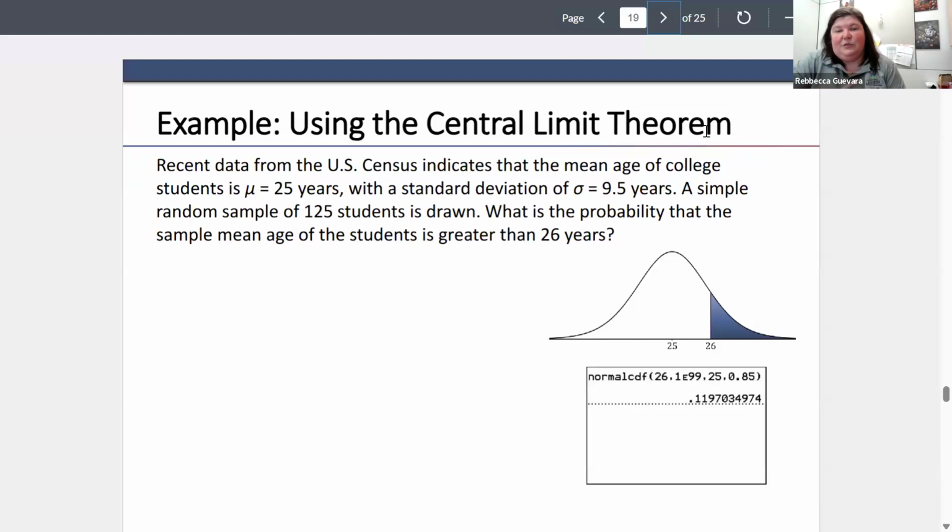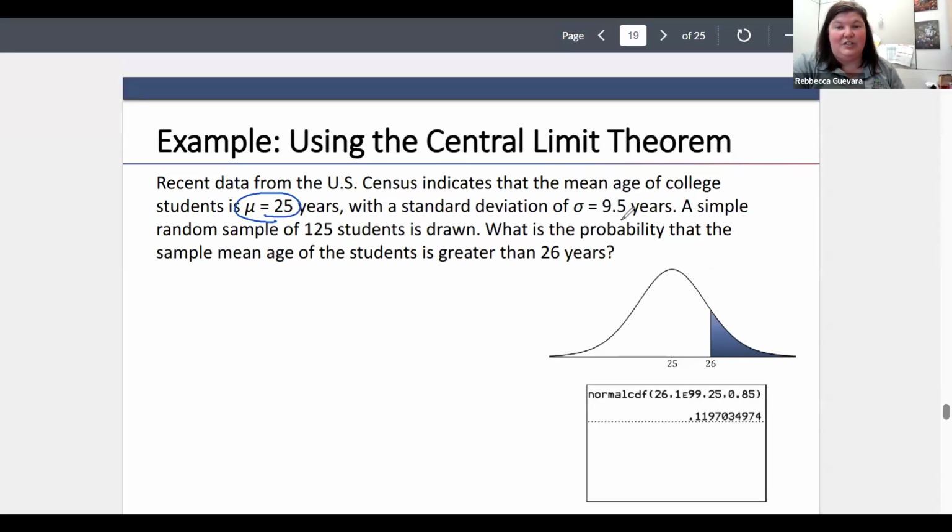So just for practice, here's what we need to do if we're asked these kinds of questions. Recent data from the US Census indicates that the mean age of college students, mu, is 25 years with a standard deviation of 9.5 years. A simple random sample of 125 students is drawn. What is the probability that the sample mean age, that's telling me I'm looking at an X bar, of students is greater than 26 years?